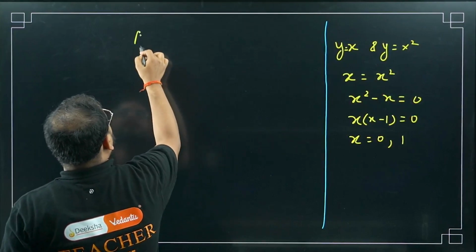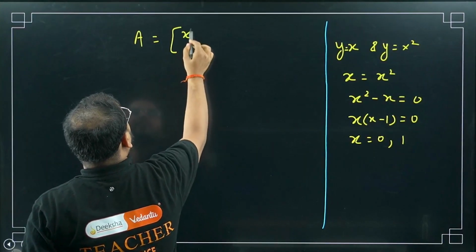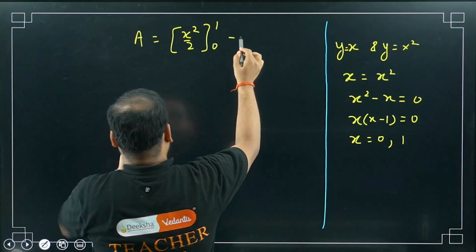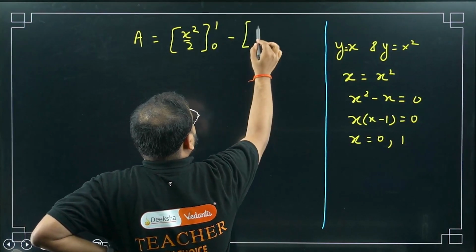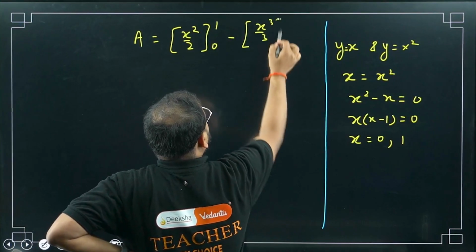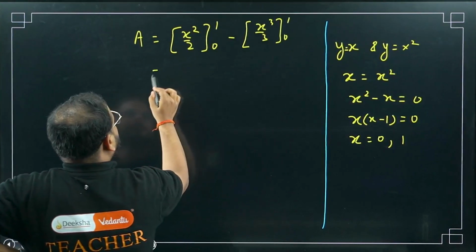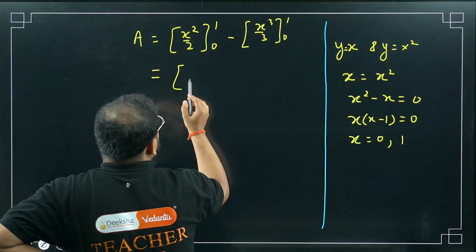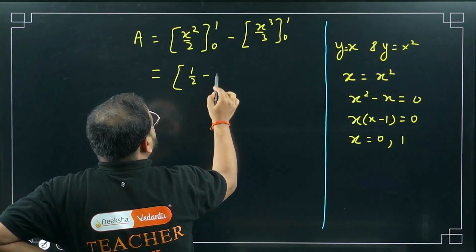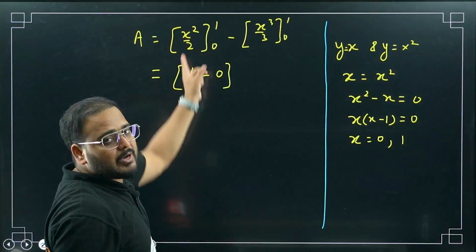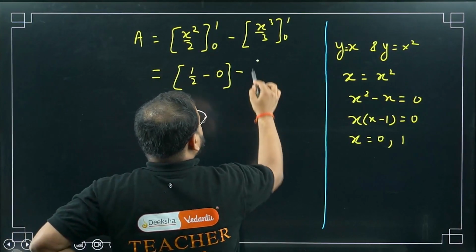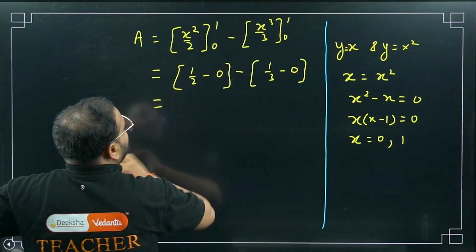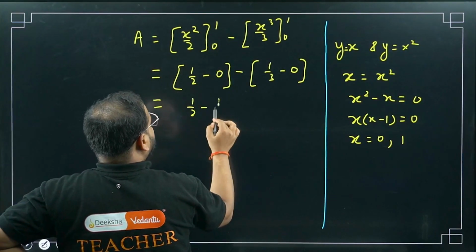So my area A would look like, I'll write the same thing over here, x square by 2 from 0 to 1 minus x cube by 3 from 0 to 1. Have a look, please. This will become, 1 by 2 minus 0, for the upper limit is going to be 1 square, so 1 by 2 and minus 0. Minus 1 by 3 and minus 0 at the same time. So I get 1 by 2 minus 1 by 3.